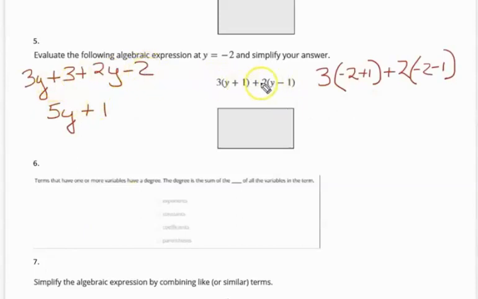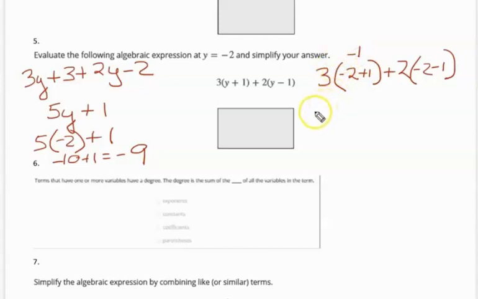So when we distribute, we get this. And then adding like terms, 3y plus 2y is 5y. 3 minus 2 is 1. And we said y is a negative 2. So 5 times negative 2 plus 1. This will be a negative 10 plus 1 gives me a negative 9. Now here I have a negative 2 and a 1, which will leave me with a negative 1.